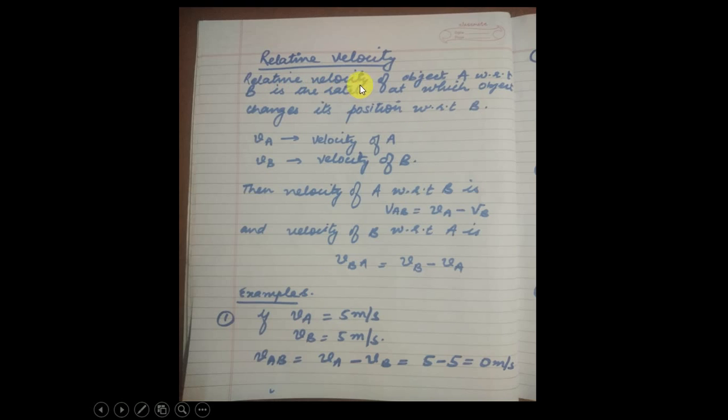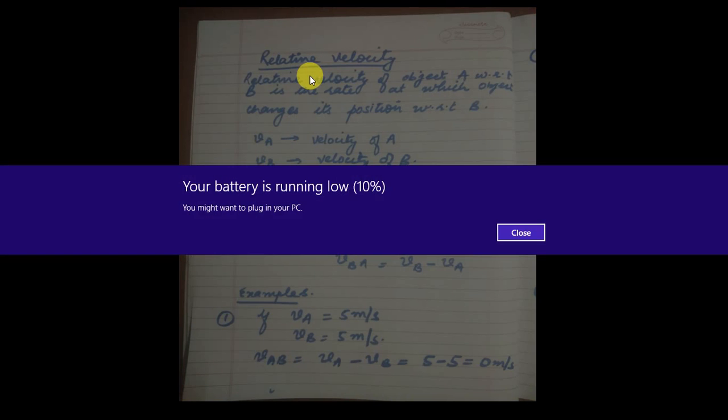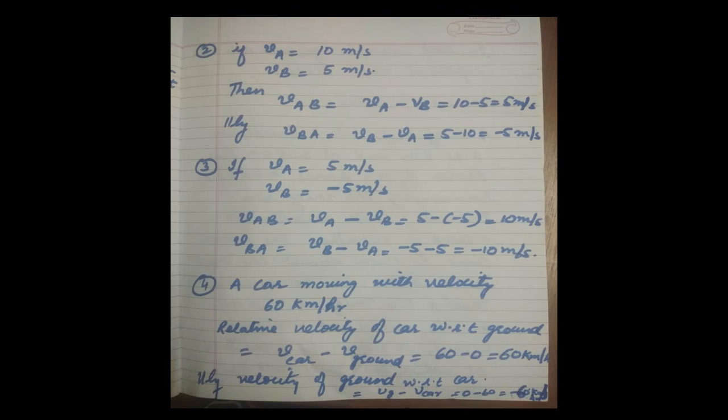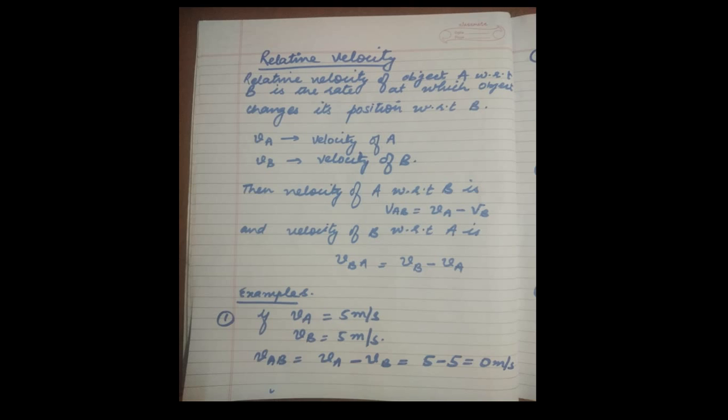Relative velocity of any object A with respect to object B is the rate at which object A changes its position with respect to B. So how far or how fast or slow any object is moving away from the observer. So object A with respect to object B, how fast or how slowly it is going away or approaching the object B. That is the relative velocity.